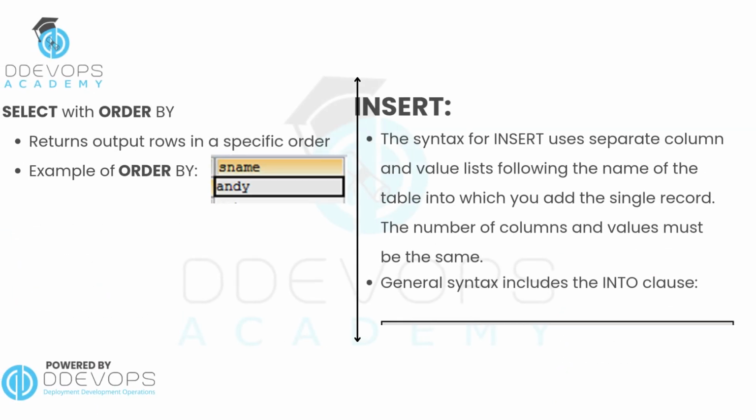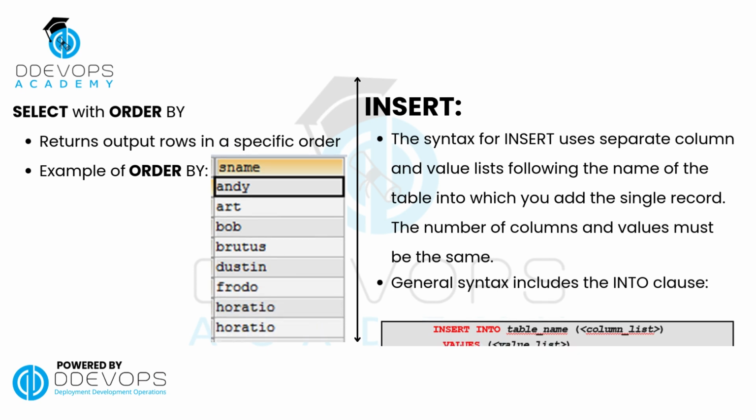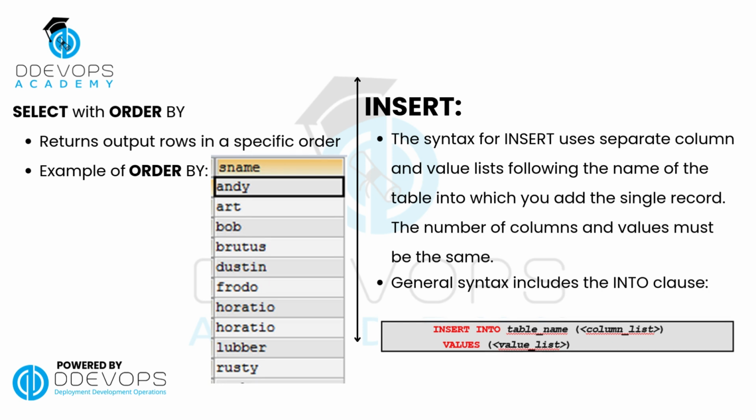Two essential SQL operations. First, select with order by. This lets us sort query results like arranging sailor names alphabetically. It's great for organizing output. Second, the insert statement, used to add new records into a table. Just match the column list with the values list, and SQL takes care of the rest. Together, these commands help us manage and structure data effectively.